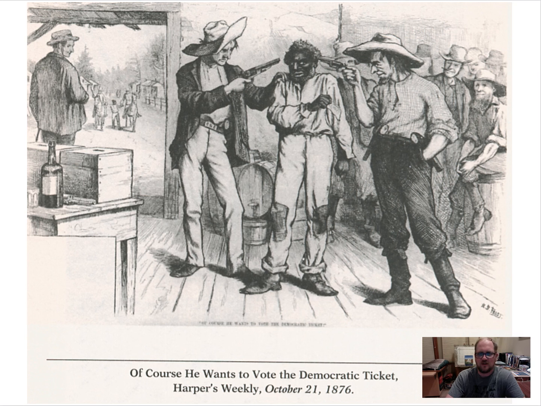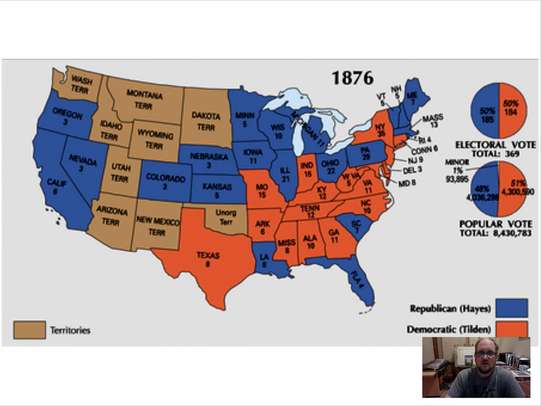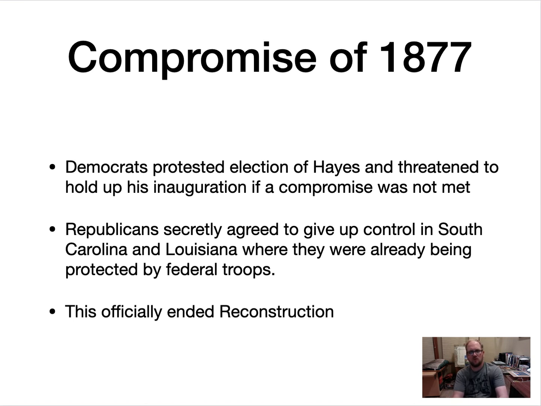Did African Americans in those states actually really get the right to vote truly, or were they pushed into voting for the other candidate? In this compromise, the Democrats protest the election. The Republicans will secretly give up control of the South, Carolina and Louisiana, where they're already being protected by federal troops. So pretty much they will remove the federal troops officially, and thus ends Reconstruction officially in 1877.